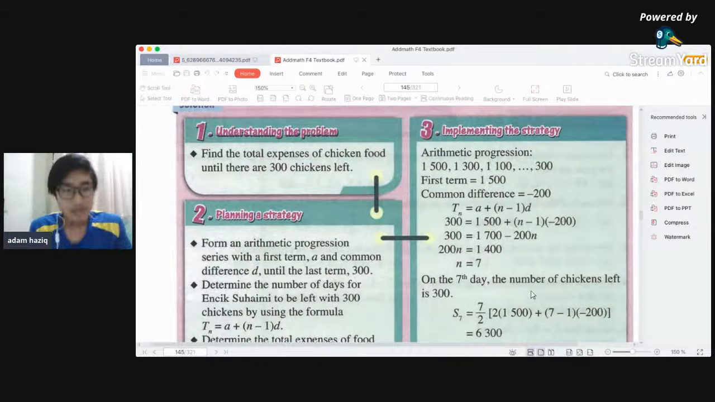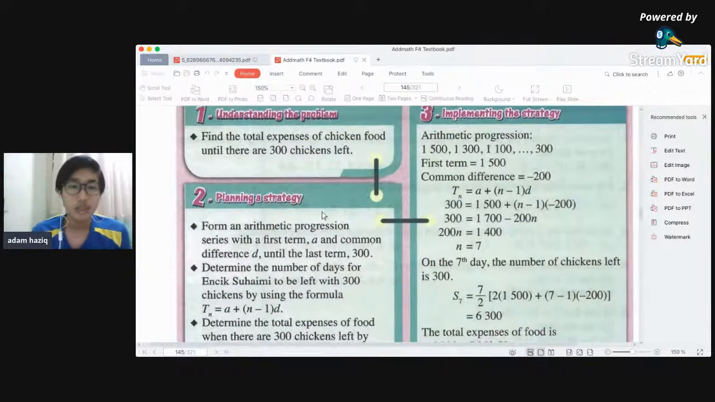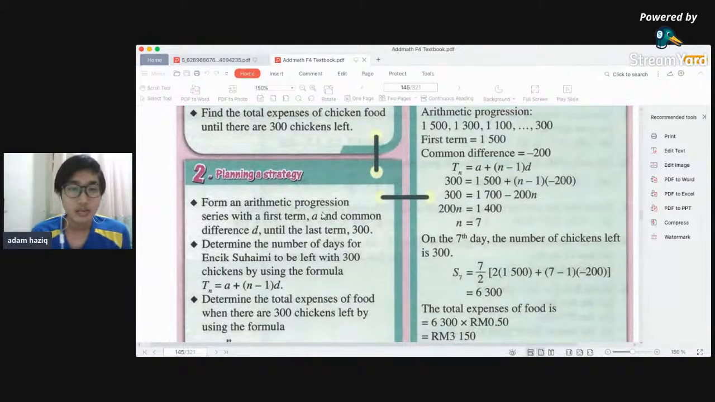Thank you, madam. So we look at number 2, which is planning a strategy. Firstly, we have to form an arithmetic progression series with a first term, which is A, and common difference, which is D, until the last term, which is 300. So the first term is 1,500 chickens because Encik Sohaimi starts his business with 1,500 chickens. The common difference will be 200 because he plans to sell 200 chickens per day. And the last term is 300.